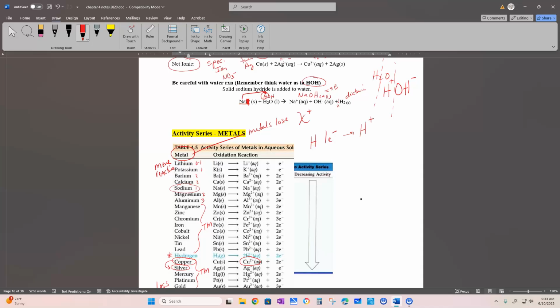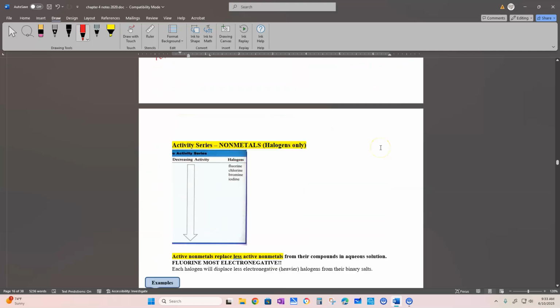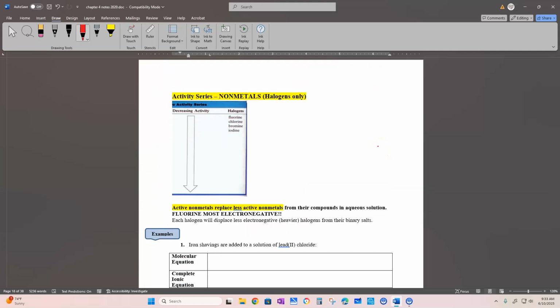Single replacement is when an element's trying to replace a metal in a compound. There is an activity series for nonmetals. It's a very, very short activity series, because it's only the halogens. That makes life simple. So this right here, group 17 on the periodic table. Notice fluorine is the most reactive. Iodine is the least. Here's a cool trick. Look at group 17 and the order that they're listed. Fluorine's on top, chlorine, bromine, and iodine. That's literally the list. Nothing to memorize.